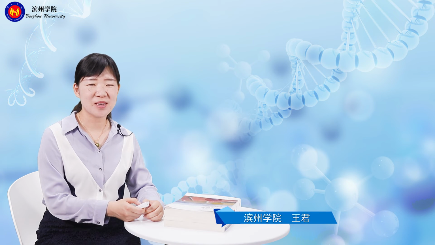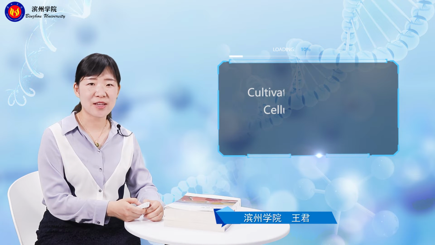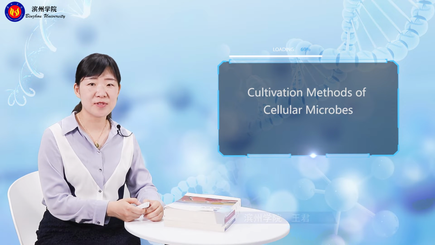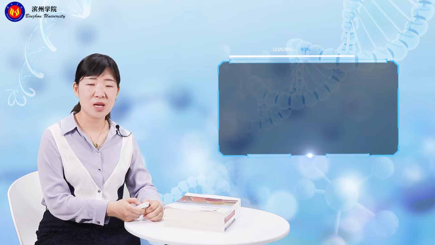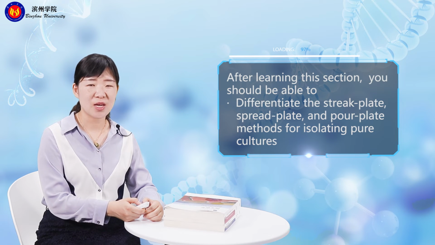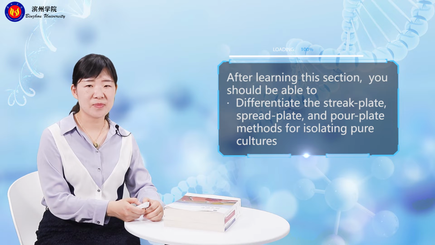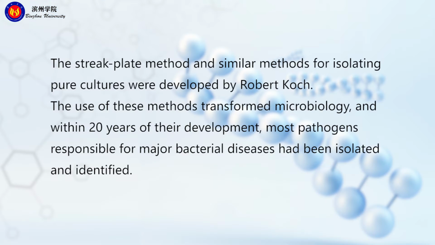Hello everyone. This section is for cultivation methods of cellular microbes. After learning this section, you should be able to differentiate the streak plate, spread plate, and pour plate methods for isolating pure cultures. The streak plate method and similar methods for isolating pure cultures were developed by Robert Koch.